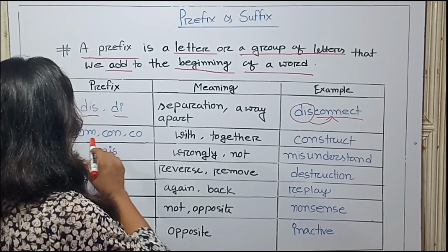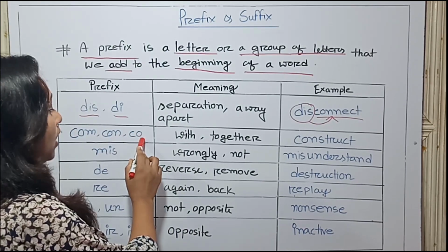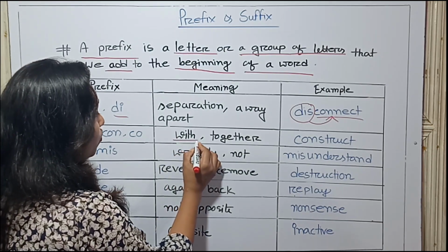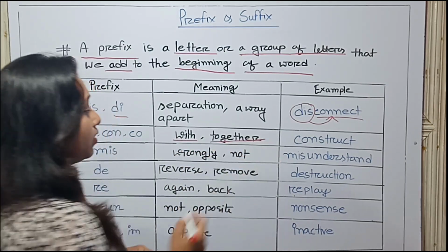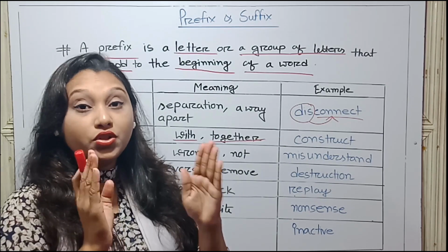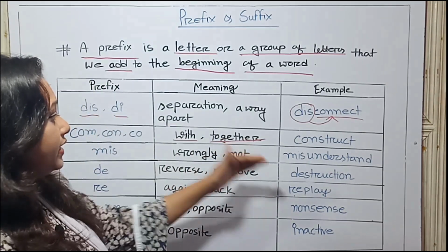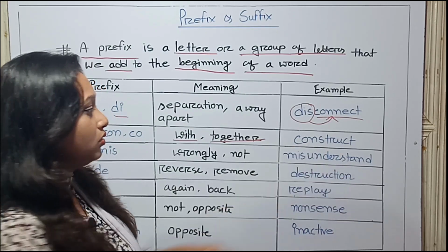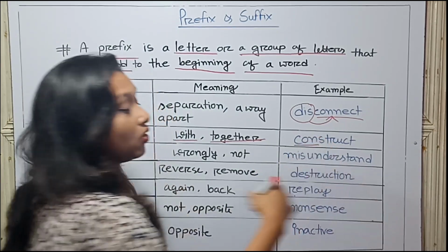Next one is con and co. The meaning of this one, with or together. With or together. Now, an example can help you. Construct.